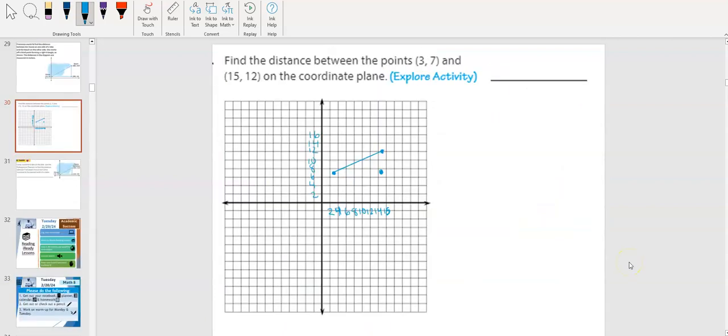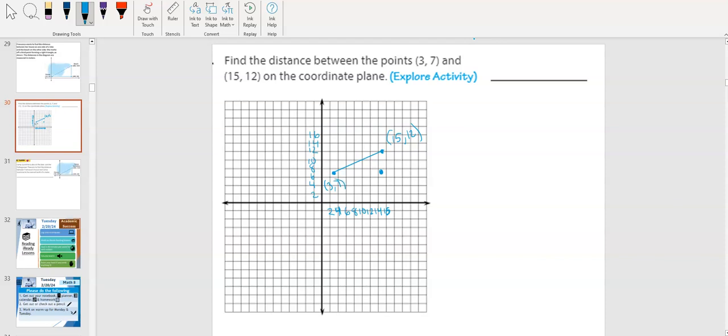All right, so now we're going to have a problem where they give us 2 points and we have to graph them on the coordinate plane. So if you noticed, I skip counted by 2s because I have 3, 7, 15, and 12, and it just wasn't fitting on my graph. But I skip counted by 2s and I plotted a point here, which is at 15, 12. And I plotted a point down here, which is at 3, 7.